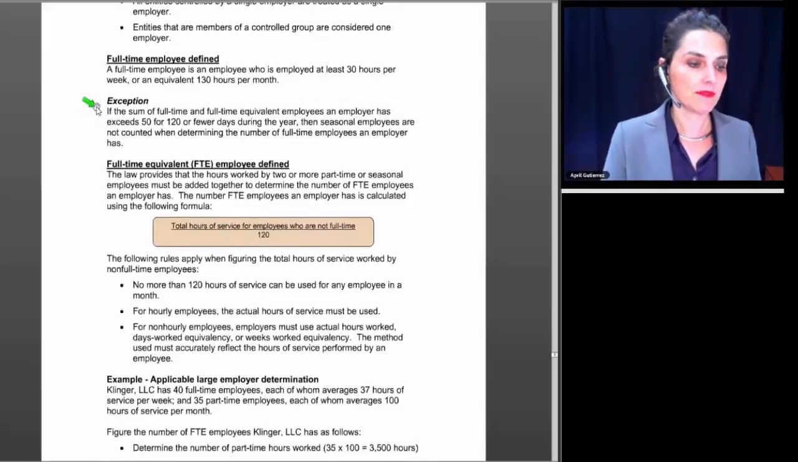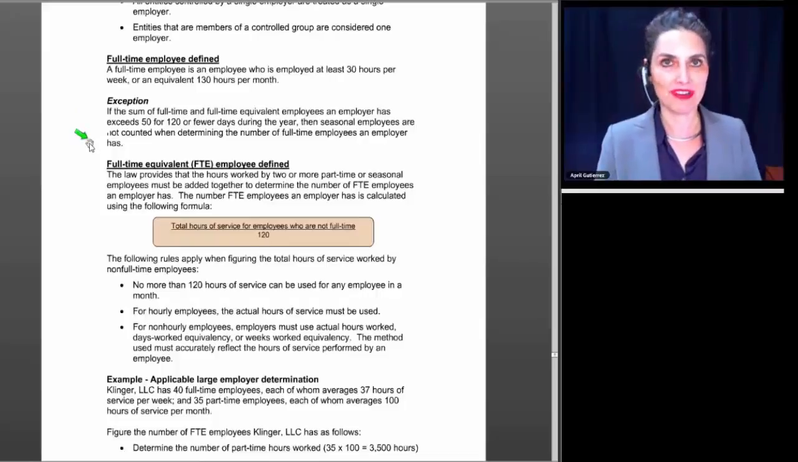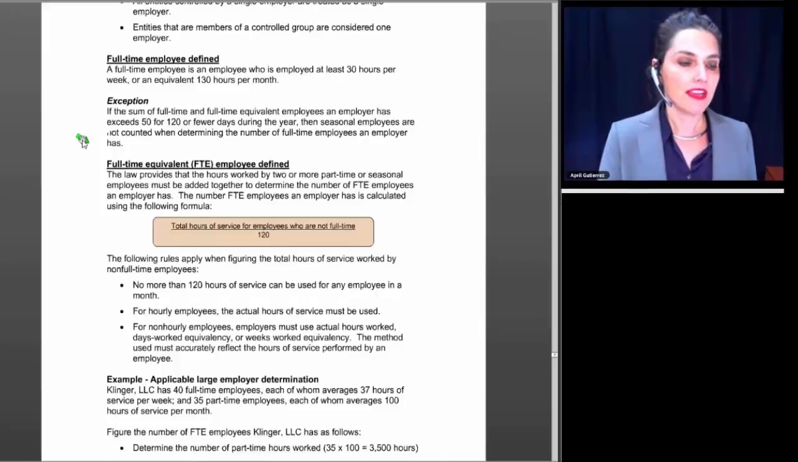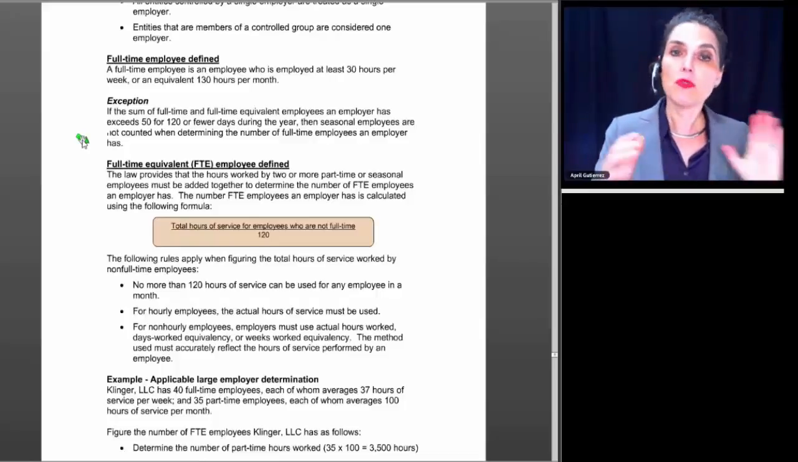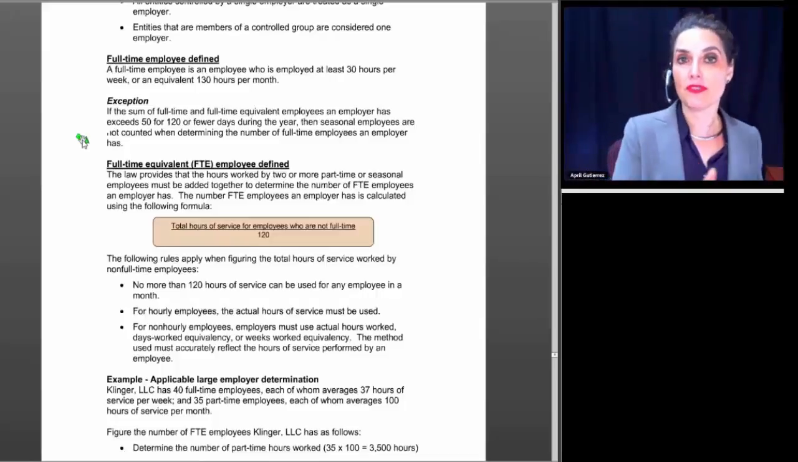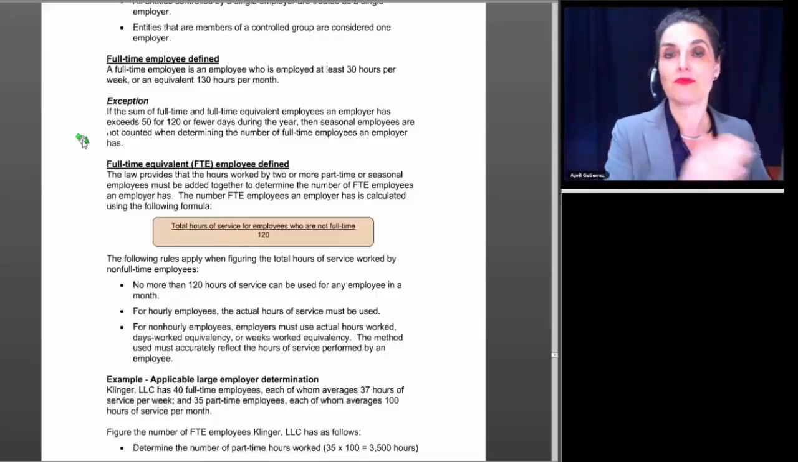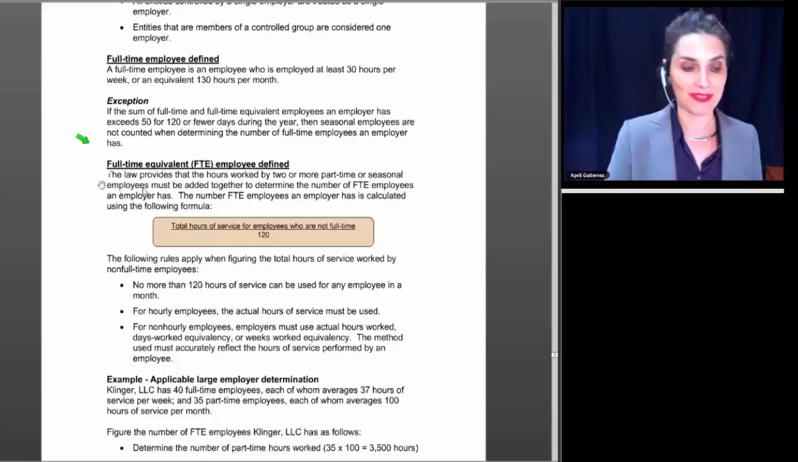There is an exception. If the sum of full-time and full-time equivalent employees that an employer has exceeds 50 for 120 or fewer days during the year, then seasonal employees are not counted when determining the number of full-time employees that an employer has. What it's saying is that if an employer exceeds 50 employees for fewer than 120 days during the year, because some of the employees used to figure that 50 quota were seasonal, then you throw out the seasonal employees and recalculate. If you recalculate and you're less than 50, then you are not considered to be a full-time employer.